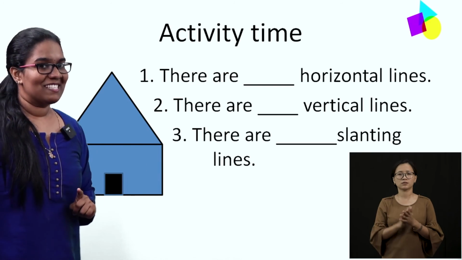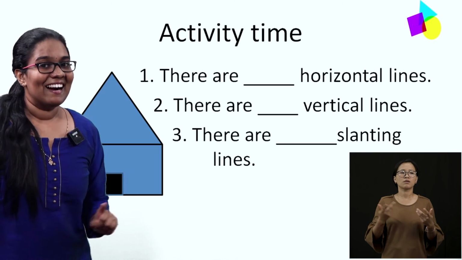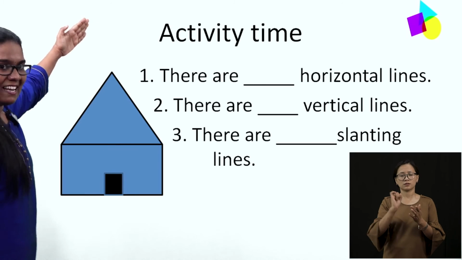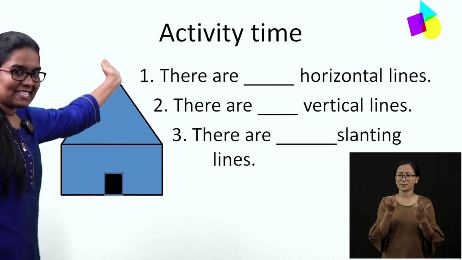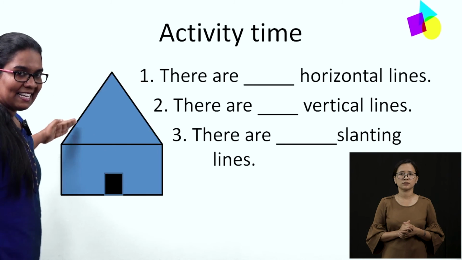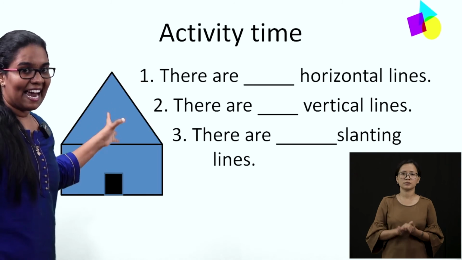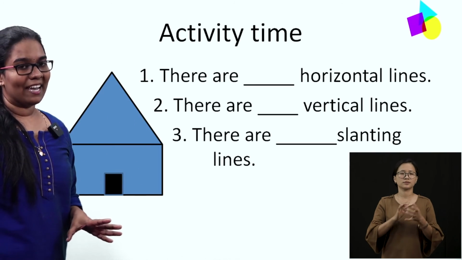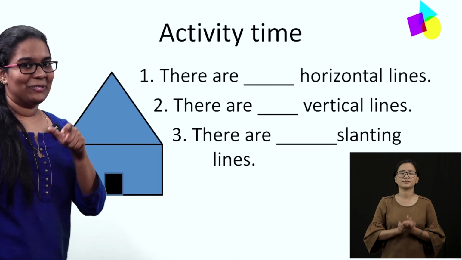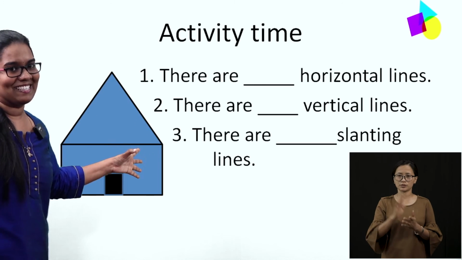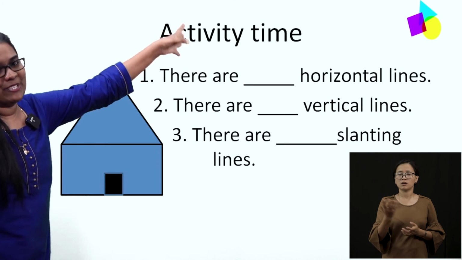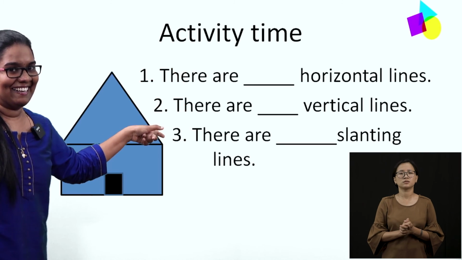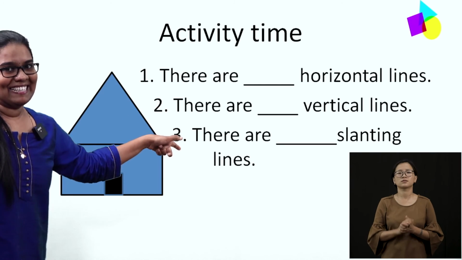Then one more question is here. There are how many slanting lines? Slanting lines means, yes, these lines are slanting lines. Then try to identify the slanting lines here. You should do these 3 questions. How many horizontal lines? How many vertical lines? Then how many slanting lines?